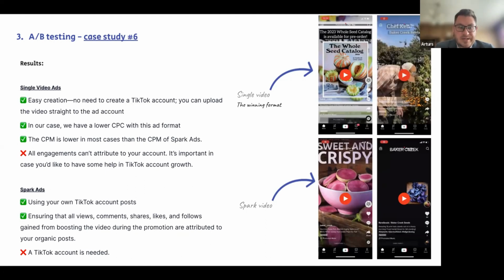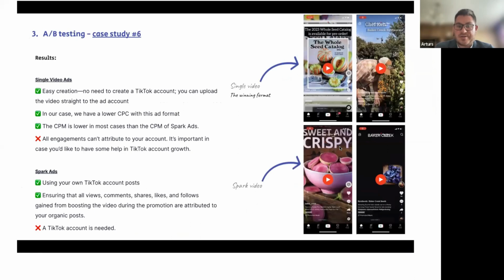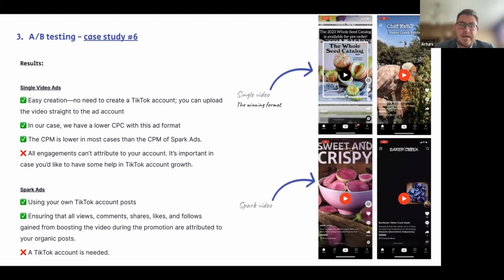With Spark video, using your TikTok account, you can post your organic videos and keep all views, comments, shares, likes, and followers. But you need your own TikTok account.